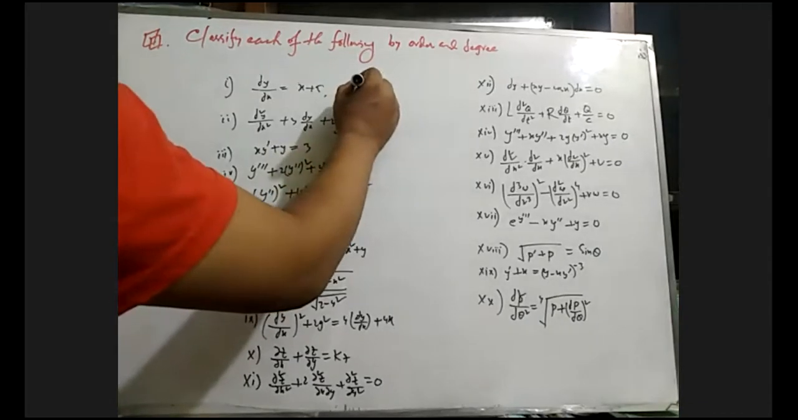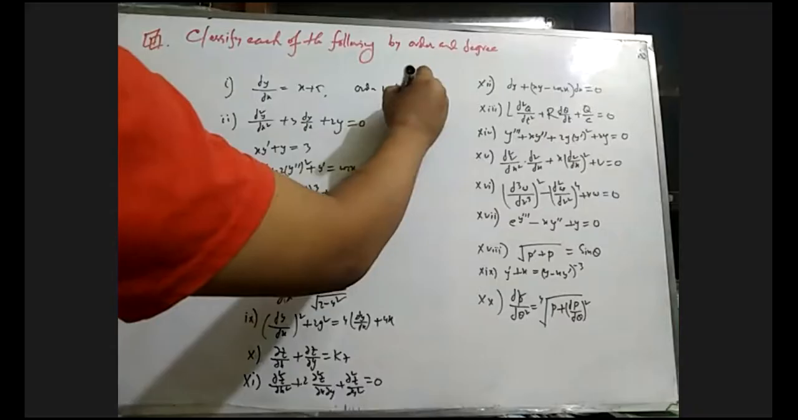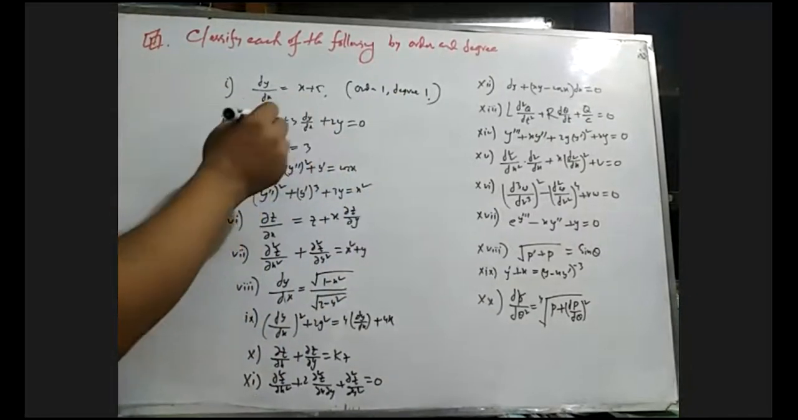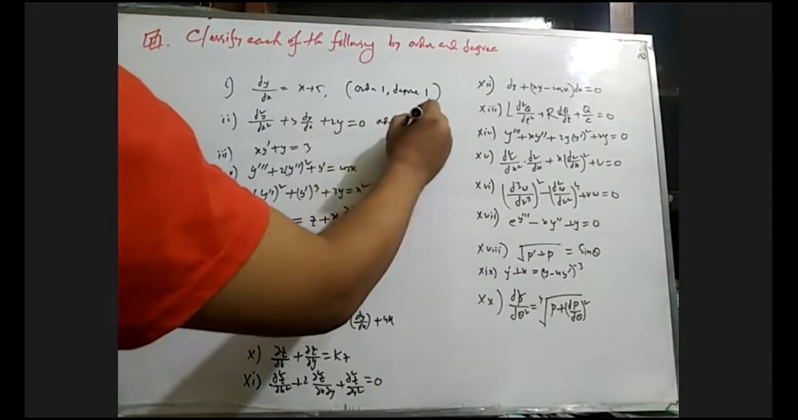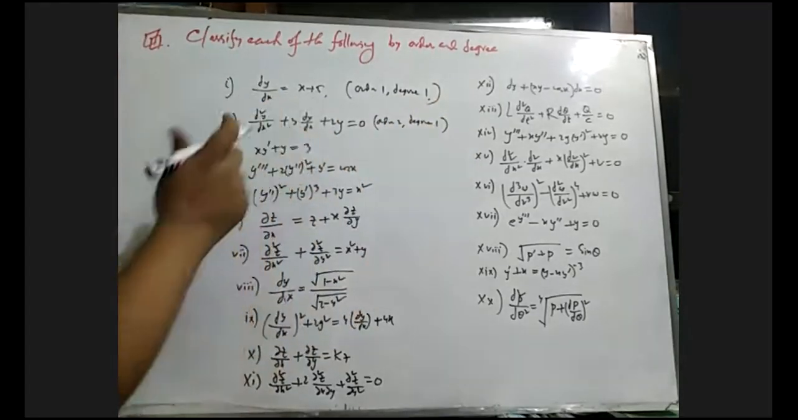Here order will be 1, and degree also 1. And here order will be 2, and degree also 1, because highest power is 1.